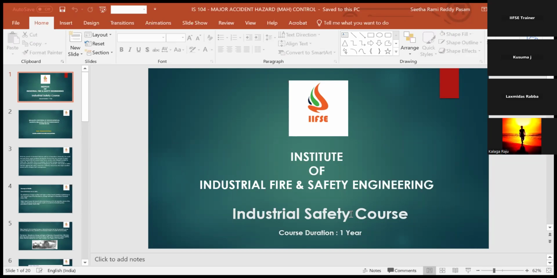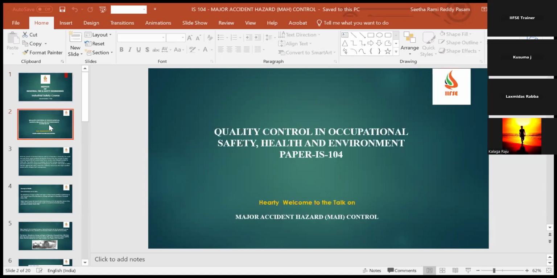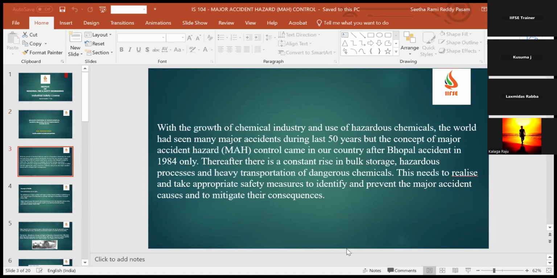Okay. So welcome again. We are going to start the major accident hazard control. This is also one of the important topics in IS 104. The paper name is Quality Control in Occupational Safety, Health and Environment. We'll try to understand what exactly this MAH is and why it is required, and what the various control measures are that we have to take with the MAH installations.